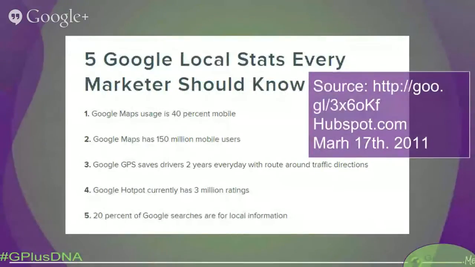This one I loved, though, number 3. This has to be higher as well. Google GPS saves drivers 2 years every day with route around traffic directions. You're stuck in traffic, and you want to find the fastest way to get to where you're going, and you pull up an alternate route in Google Maps. The combined benefit in 2011 to all the people in any given day that did that was 2 years worth of saved time. A little 5 minutes here and there can add up. And then the last one was interesting as well. 20% of Google searches are for local information, and I'm certain that one is even higher today than it was then.